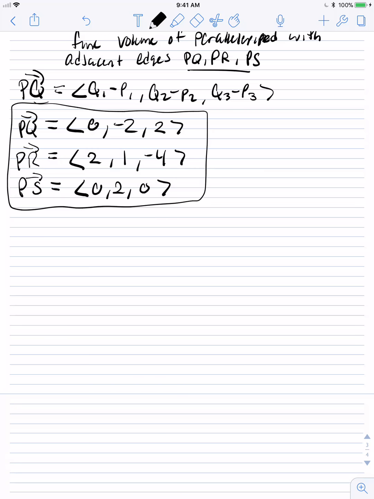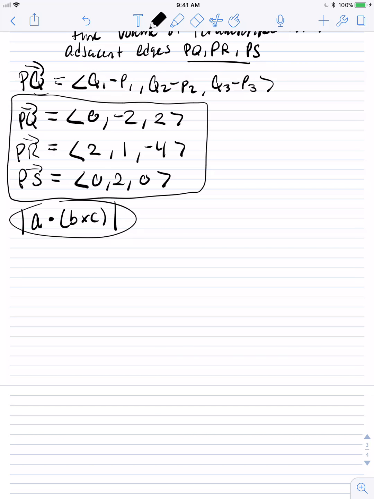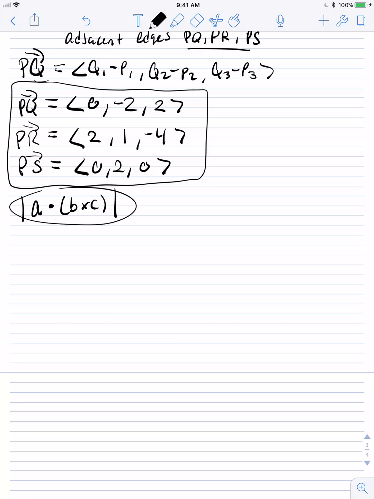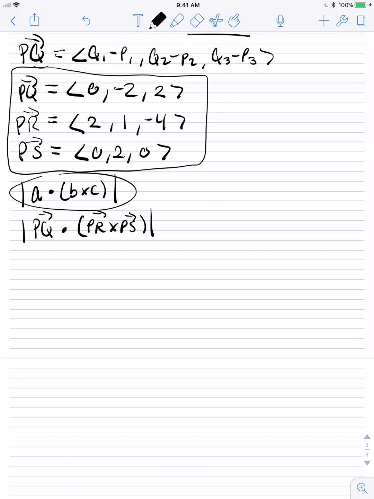So we know that the volume of a parallelepiped would be the absolute value of A dot B cross C. This is our general formula for volume. So we're going to replace A with PQ, B with PR, and C with PS. So PQ dotted with PR cross PS vectors. And the absolute value of that, because we cannot have a negative volume.